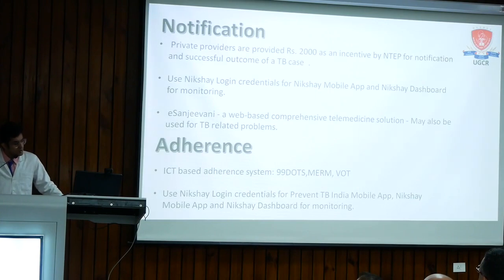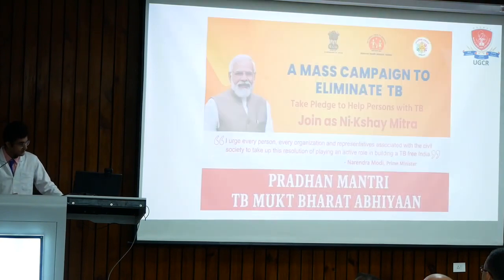It also involves a notification scheme wherein private providers are provided rupees 2,000 as an incentive by the NTEP for notification and successful outcome of a TB case. These can all be accessed through the NIKSHAY portal. It also involves several adherence schemes to ensure that there is follow-up between patients and providers.